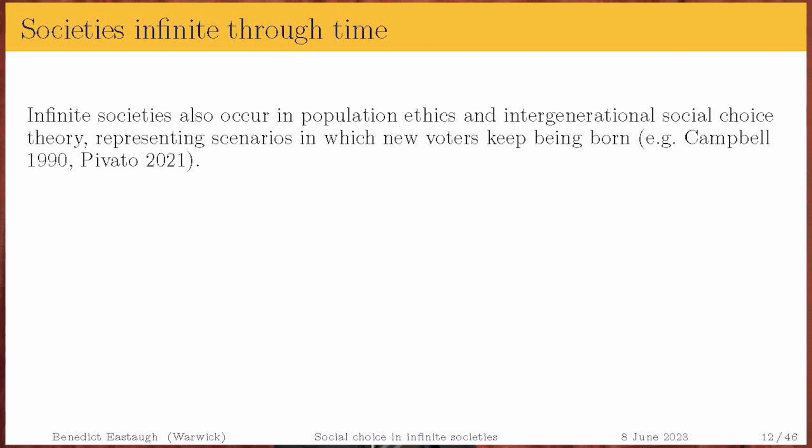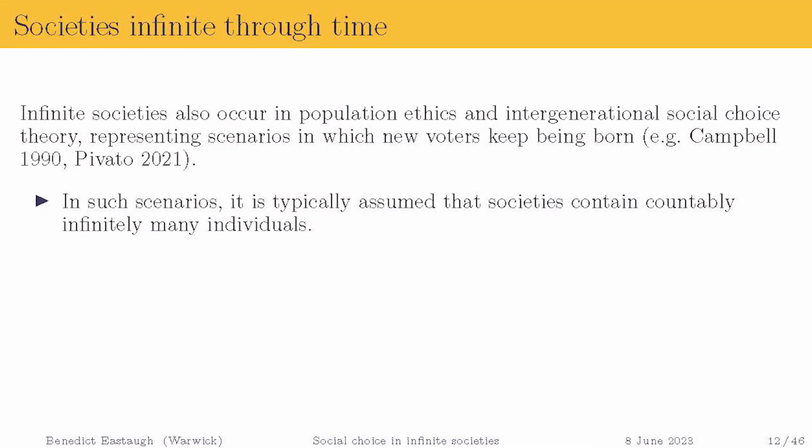Okay, so a second one is societies that are infinite through time. So in population ethics and intergenerational social choice theory, we might think about scenarios where new voters keep being born. And if the universe extends far enough and we want to consider a wide enough notion of society or what a voter might be, they might not be from Earth, they might be somewhere outside our light cone.